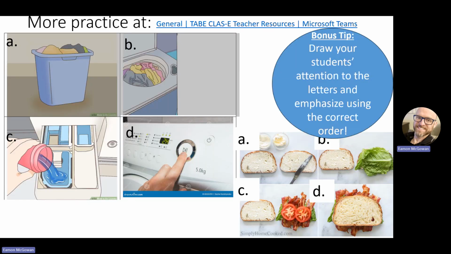Now we've got other examples, like how to make a sandwich, how to do laundry. You'll see that on the resources that we have on our team.